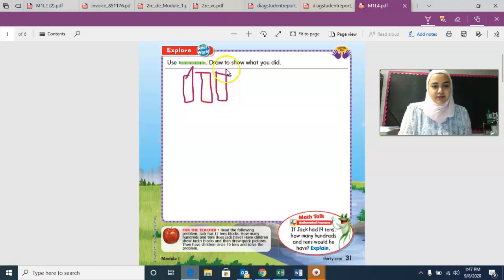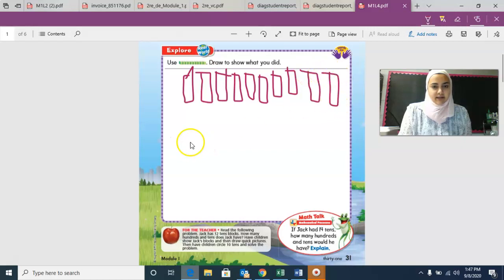So that's 1, 2, 3, 4, 5, 6, 7, 8, 9, 10, 11, 12. Okay, we have 12 tens blocks.